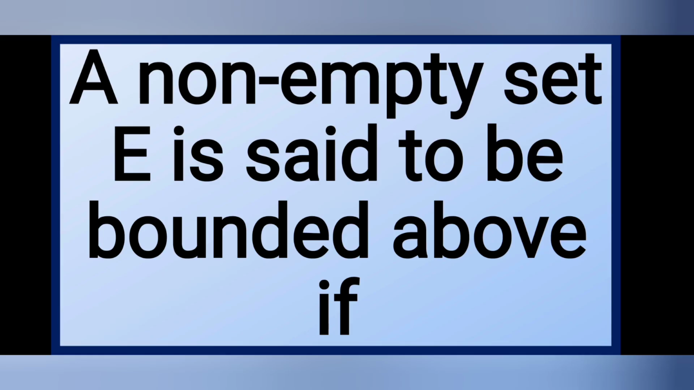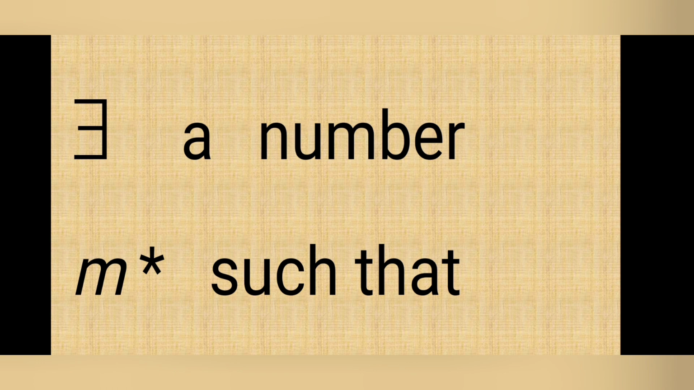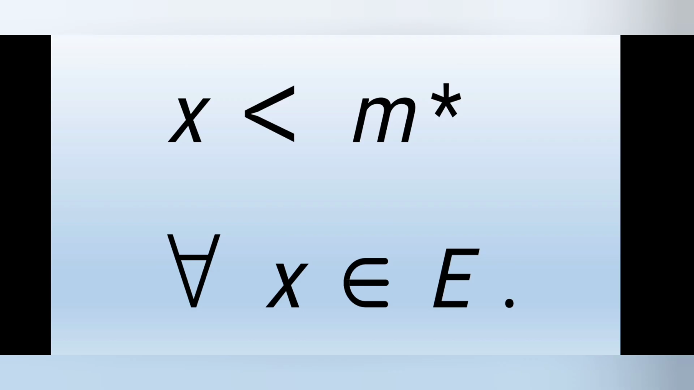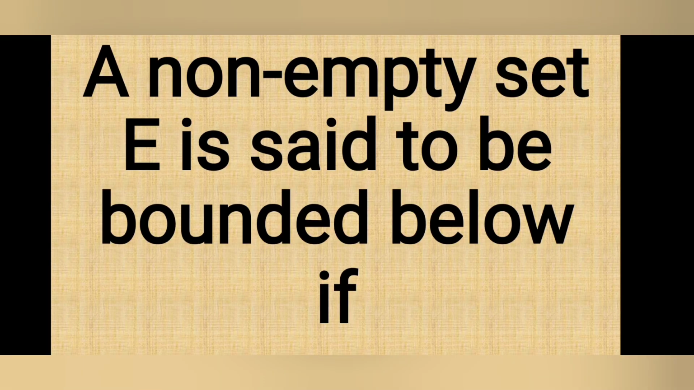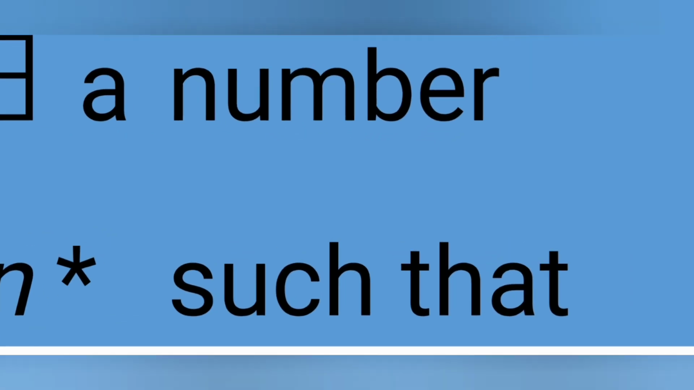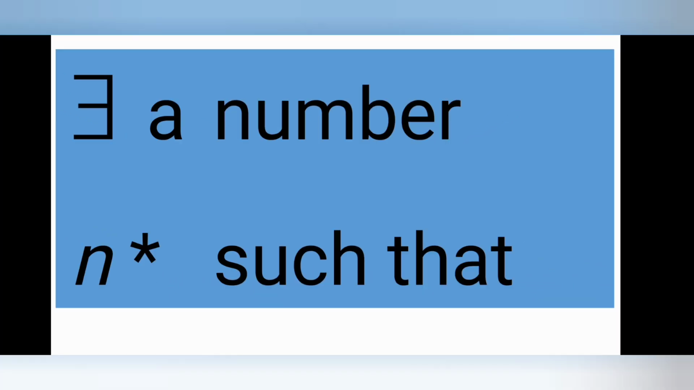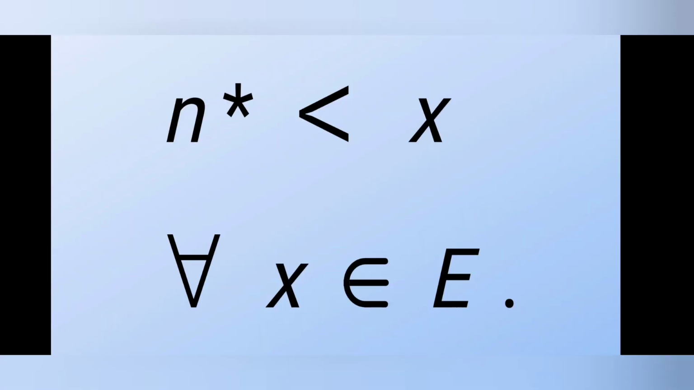A non-empty set E is said to be bounded above if there exists a number m star such that x is less than m star for all x in E. Now let's look at what it means for a set to be bounded below. A non-empty set E is said to be bounded below if there exists a number n star such that x is greater than n star for all x in E.